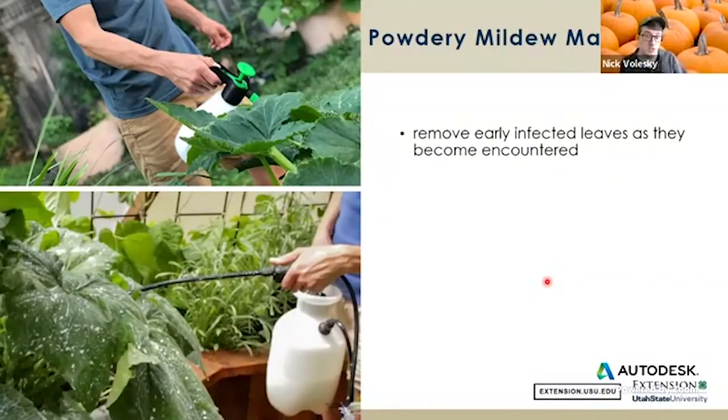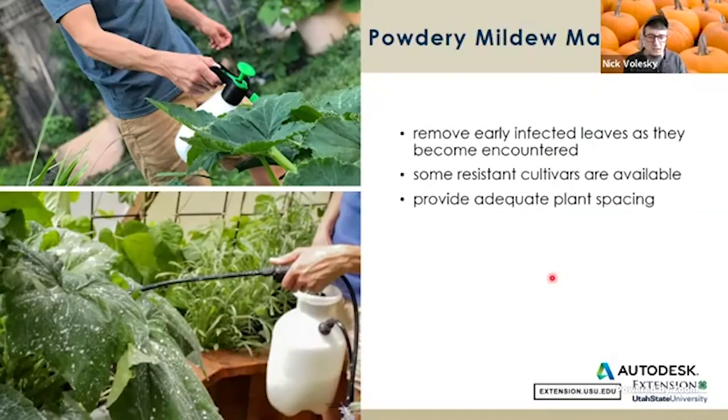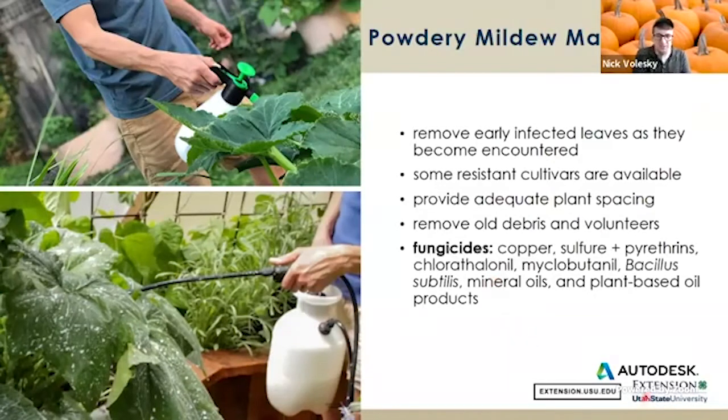So when you're out checking your pumpkins every day, you want to be looking for the small fungal growth starting to occur on the leaves. There's resistant cultivars available, but if you provide adequate plant spacing, that'll prevent the spread of the pathogen from leaf to leaf. Then, of course, at the end of the season, you want to remove any debris or volunteer plants because that's where that fungus overwinters.